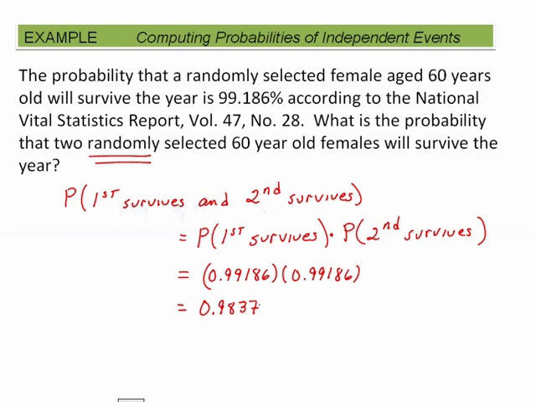Okay, so again, if we were to pick 100 pair of randomly selected women, we would expect about 98 of the times both women to survive the year. 2 of the times, at least one of the women will not survive the year.